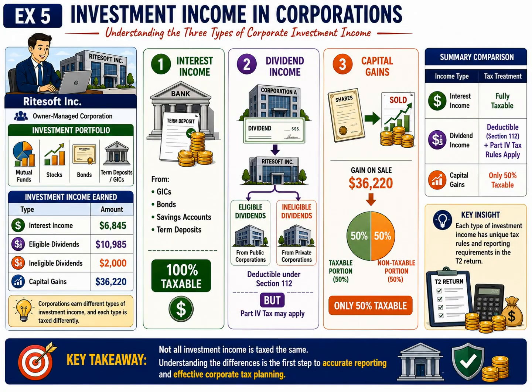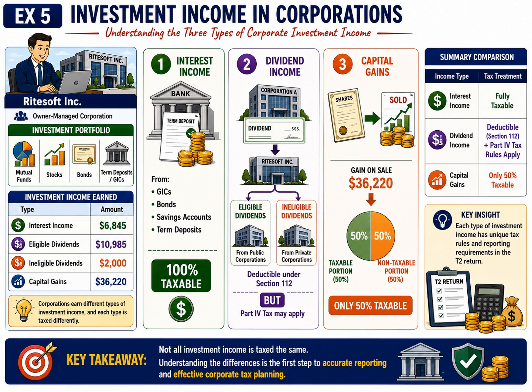In this example, we're introducing one of the most important topics in corporate taxation: investment income earned by corporations. Many beginners assume that all corporate income is taxed in the same way, but that is not true. Income earned from investments follows a completely different set of tax rules than income earned from normal business operations. Understanding these differences is essential for preparing an accurate T2 corporate tax return.